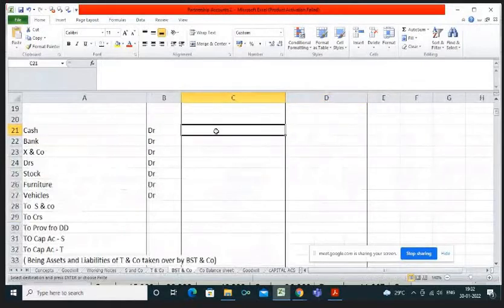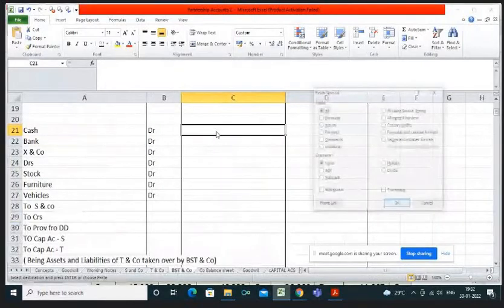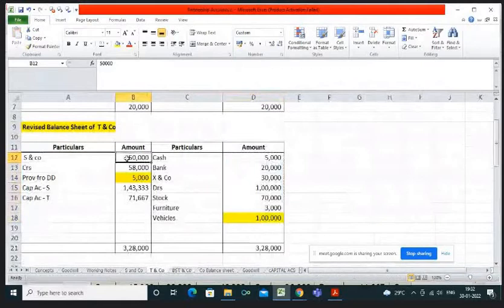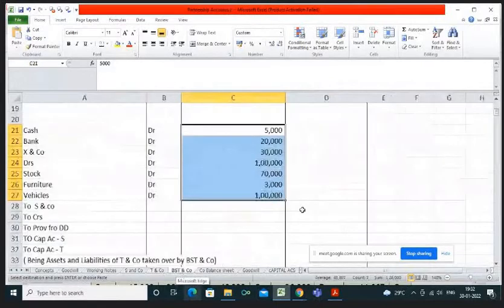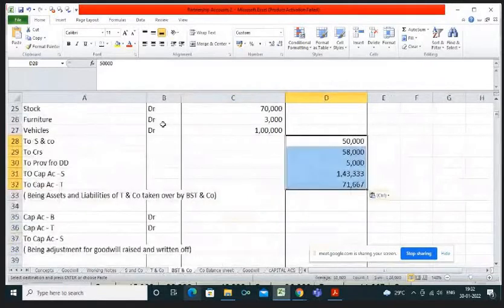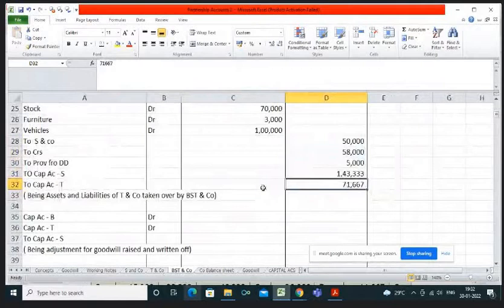Here I will put it on the debit side. So the total is 3,28,000, which is the balance sheet total. On the credit side, I'll show all the liabilities taken over. So again, it's a very simple process. I have taken all the liabilities. The total is 3,28,000. So these entries are done. That's it. But in this particular problem, there are two more adjustments.